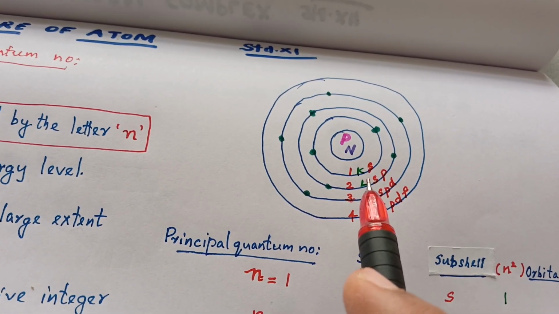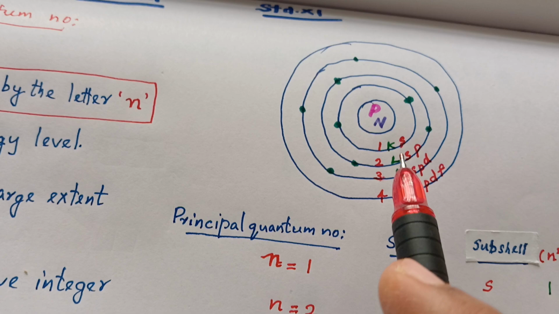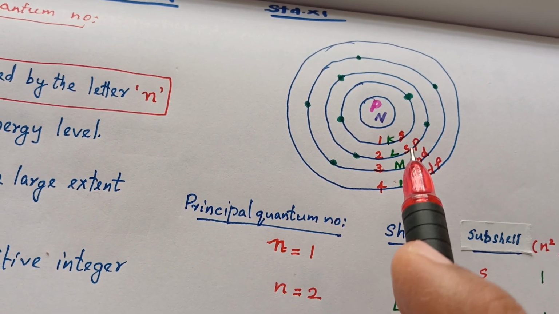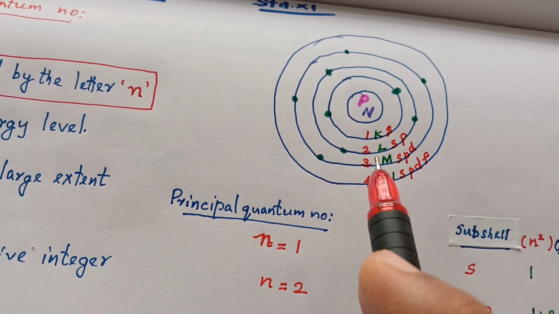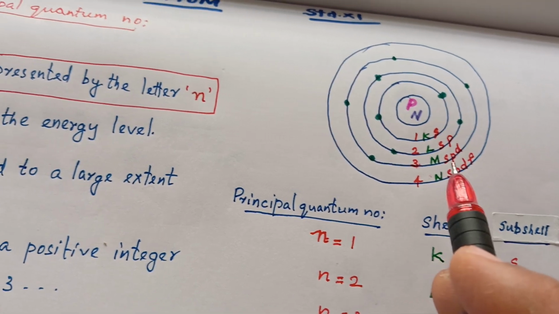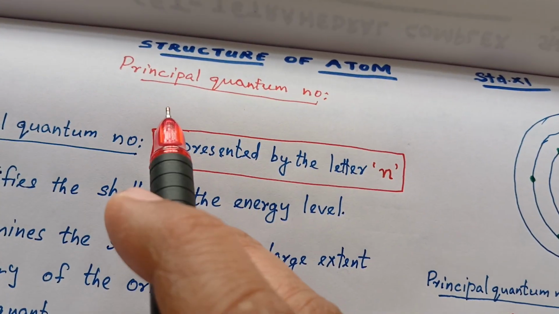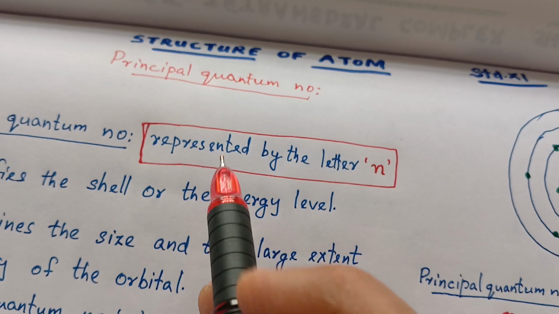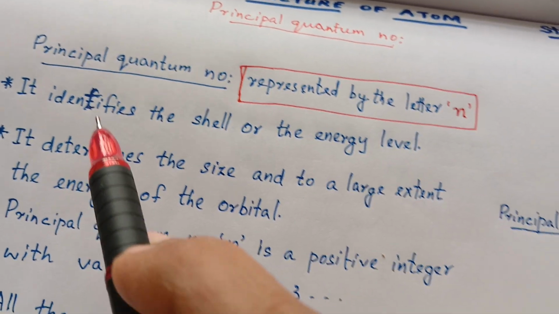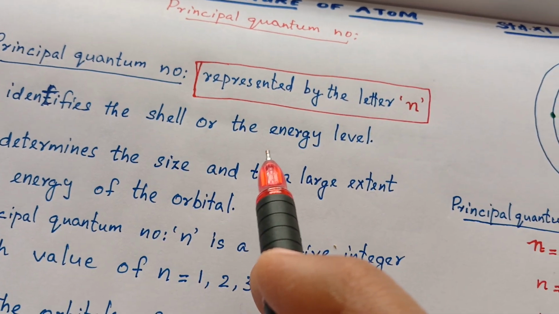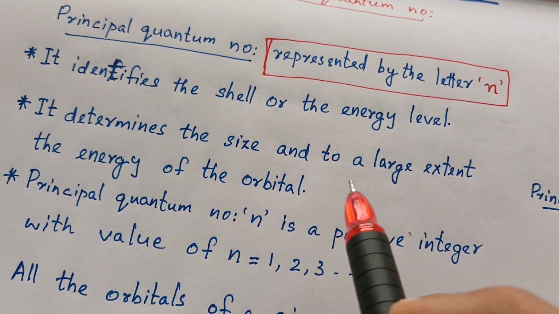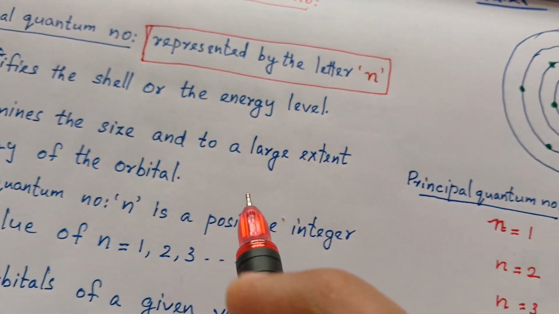A set of 4 quantum numbers are used to describe completely the movement and paths of each electron in an atom. Atomic orbitals are precisely distinguished by what are called quantum numbers. The first one is the principal quantum number, and it is represented by the letter n, small n. It identifies the shell or the energy level. It determines the size and to a large extent the energy of the orbital.